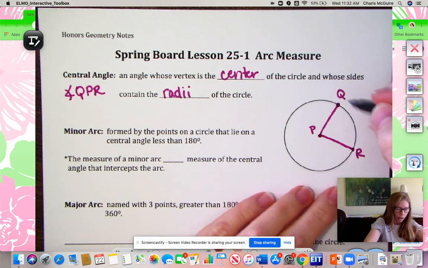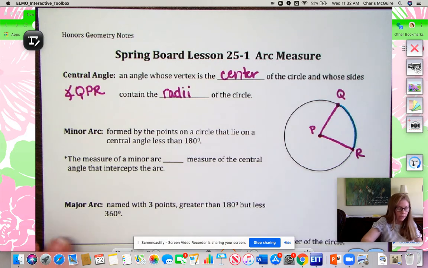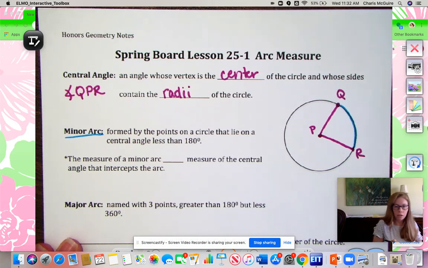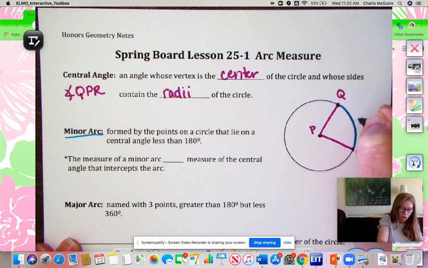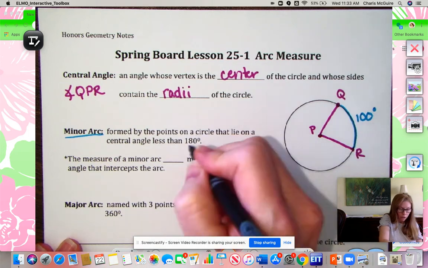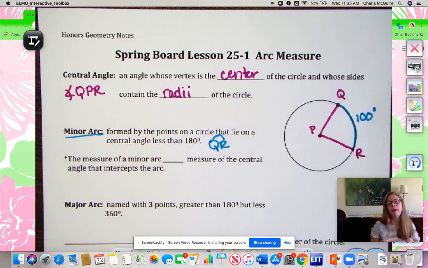So we're going to look at arc QR. We're looking at arc QR. And again, when you're naming that arc, this is a minor arc because it's smaller than 180 degrees. Let's just say we'll make it up that this is an angle, it almost looks like 90. Let's just call it 100 degrees to make our numbers easy for today. Sorry, it looks like 90, but 90 is too easy. I don't want to go with that. Then we're going to call this arc QR, right? We label that with the 2 points on our circle for our minor arc, just 2 points.